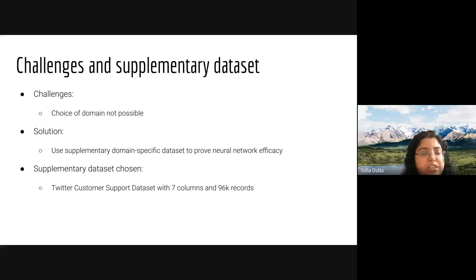Due to this challenge, I decided to search for a supplementary dataset that will help me demonstrate the feasibility of my goal, that is, to use a neural network to create a QA system with possibly human-like responses. The supplementary dataset that I have chosen includes Twitter-based customer service data, and I even made it more domain specific by filtering this data to use only Apple's customer support queries.